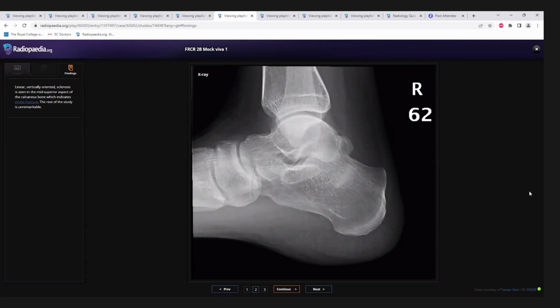Okay, this is lateral radiograph of right ankle joint. Apologies. Okay. Yes. I didn't see. Go ahead. Ah, good. Apologies. Yeah. I was concentrating on the picture.